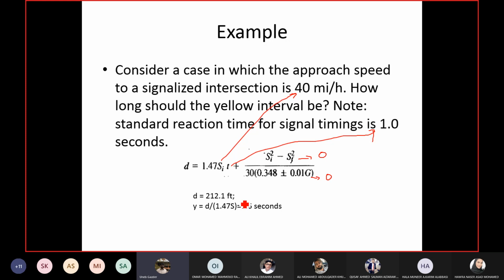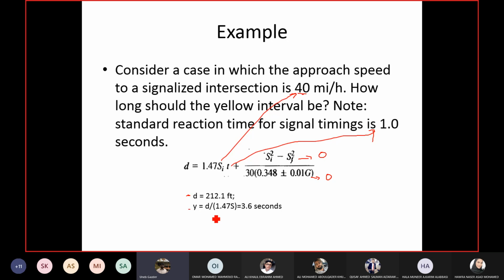Now, how much time does a driver require to cover 212 feet at a speed of 40 miles per hour? That will become my yellow interval. So distance is given, speed is given. I'm trying to calculate the time.